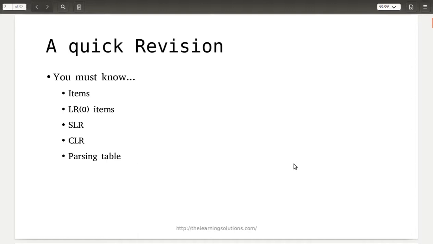Before starting LALR, you must know the meaning of items: what are LR0 items, what is the SLR parser, what is the CLR parser, and in what way the parsing tables are created in the respective type of parser. The main difference between all the types of parser is in what way the parsing table is constructed. So we will start with the LALR parser.